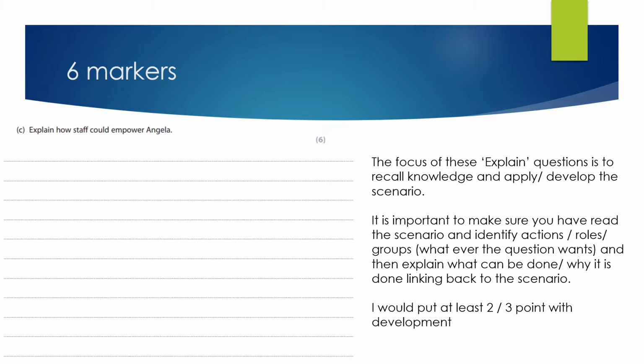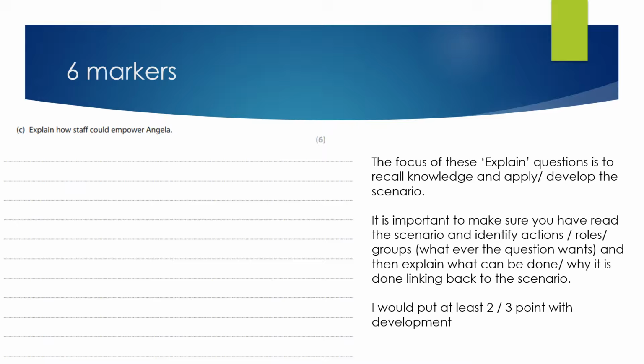6 markers, again, we're sticking with Angela because the whole section will be based on the same characters and the same context, and they build up as you go. So it says explain how staff could empower Angela. With these explain questions, the focus is to recall some information, but also to apply and develop the scenario. So everything you're saying needs to come back to the context, the scenario, and in this case, Angela and her context. Make sure you've read the scenario very clearly, and then identify the actions, the roles, the groups, whatever can be done to explain what's happening and link it to your character.